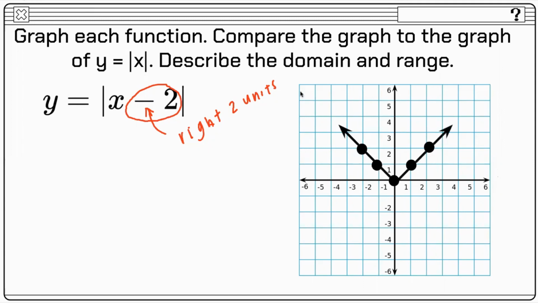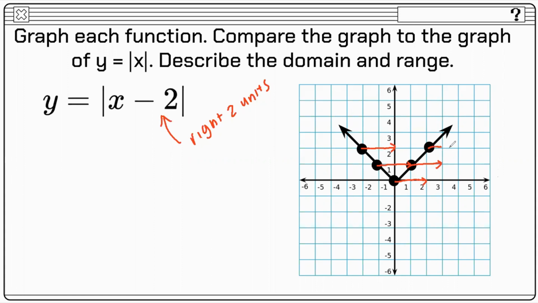And from there, let's go ahead and do our translation. So we're going to translate all our points right 2 units. So for example, our vertex at (0, 0) is going to be translated 2 units to (2, 0). Then we have (-1, 1). That will be translated to (1, 1). (1, 1) would be translated to (3, 1). (-2, 2) would be translated to (0, 2).